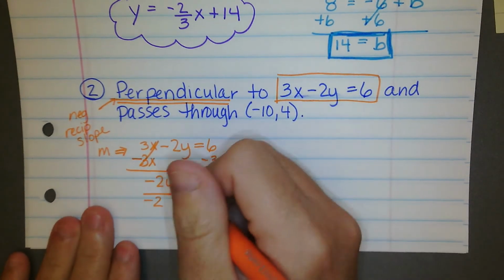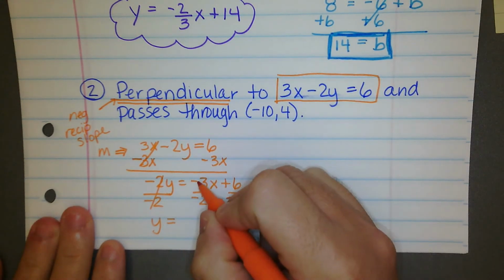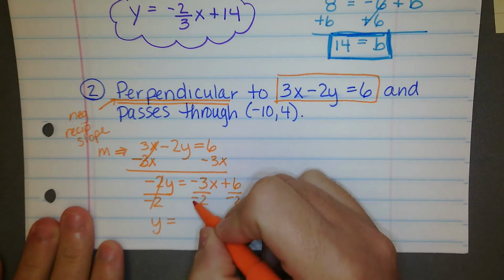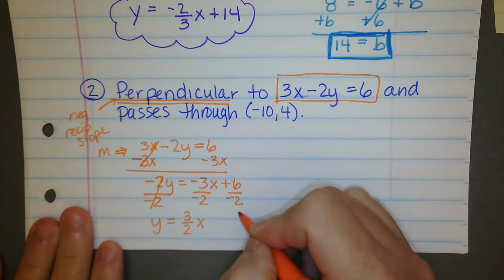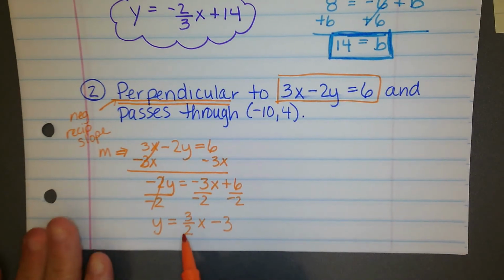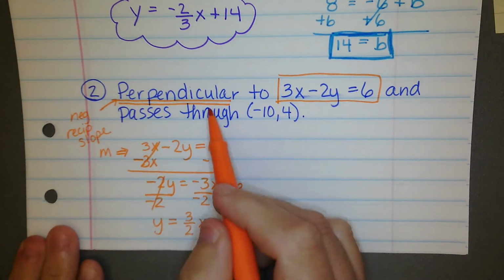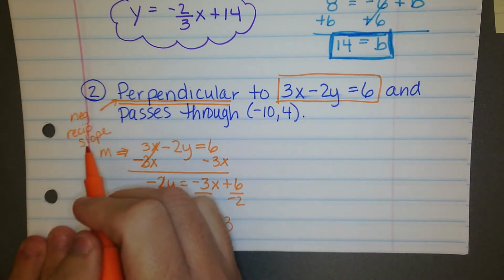We're going to divide everything through by negative 2 and get y equals, now a negative over a negative here is going to turn positive. So I actually have a 3 over 2x, and 6 divided by negative 2 is negative 3. But this is not the slope I want. Remember that I need to take this slope, extract it, and do the negative reciprocal slope.